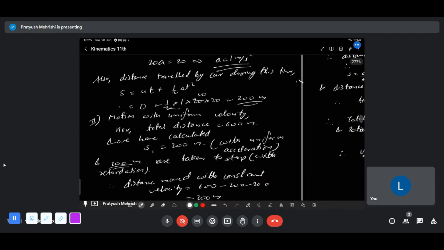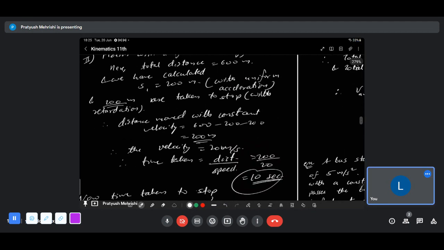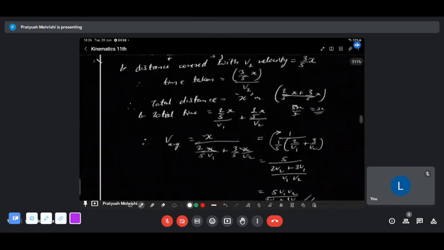The distance is 200 meters and the speed is 20. Time is 10 seconds. How? When distance is 200, velocity is constant, isn't it? So time taken will be distance divided by speed, that is 200 divided by 20. We will get 10 as our answer. Got it? Yes, sir. Retardation is -1.